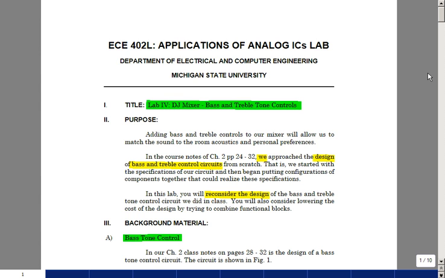Lab number 4 is entitled DJ Mixer, Bass and Treble Tone Controls. In this lab, we're going to add a bass and treble control to our mixer to allow us to match the sound to the room acoustics and personal preferences. Why don't we turn to page number 6?